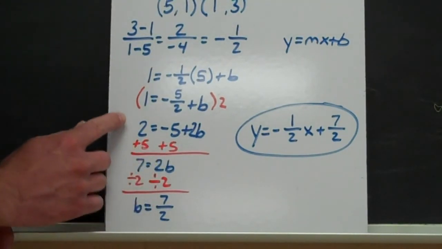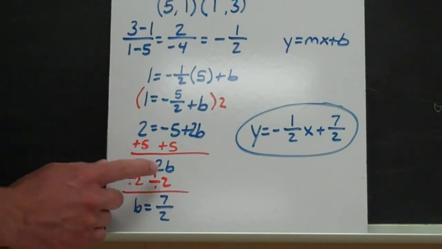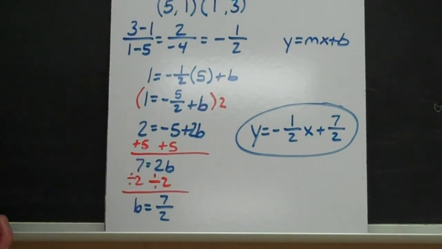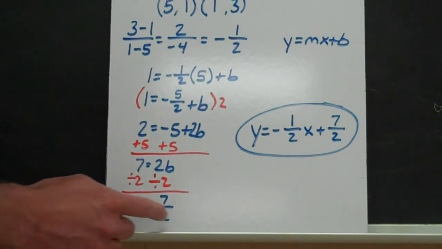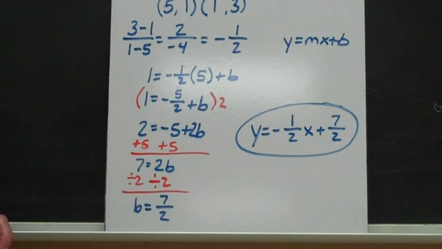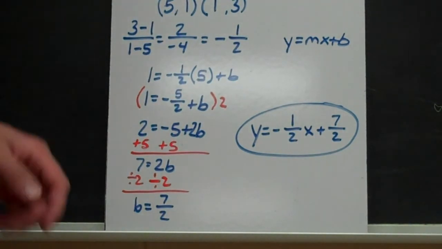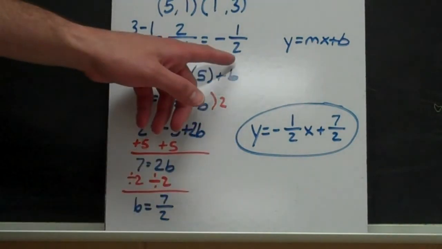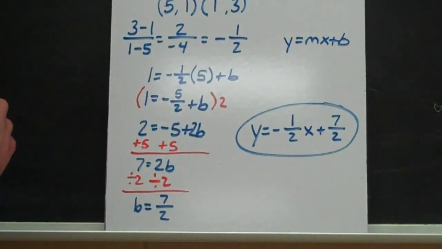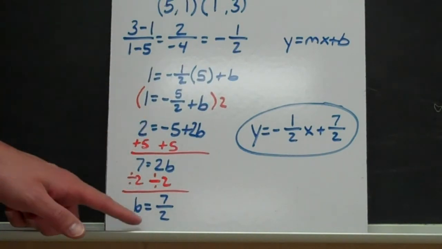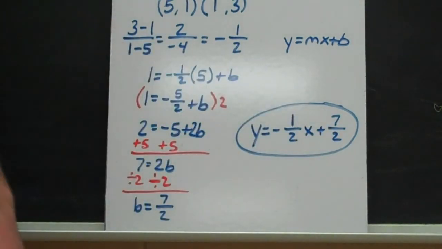Add 5 to each side. 2 plus 5 is 7. So 2b equals 7. Divide by 2 on both sides. And b equals 7 over 2. And we'll just leave it like that. We don't want to use our calculator to divide it out and give us a decimal answer. We'll leave it as a fraction. So our slope, negative 1/2. y equals negative 1/2 times x. And then plus our b value. So plus 7 over 2.